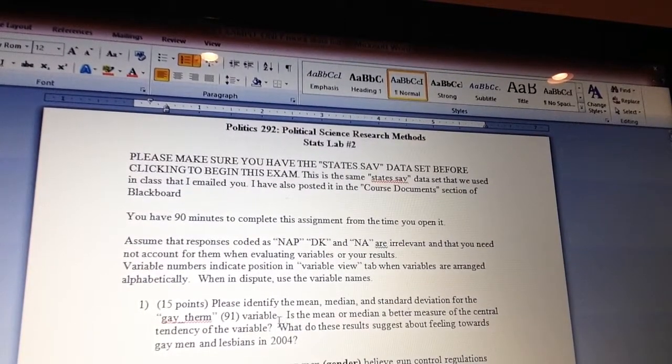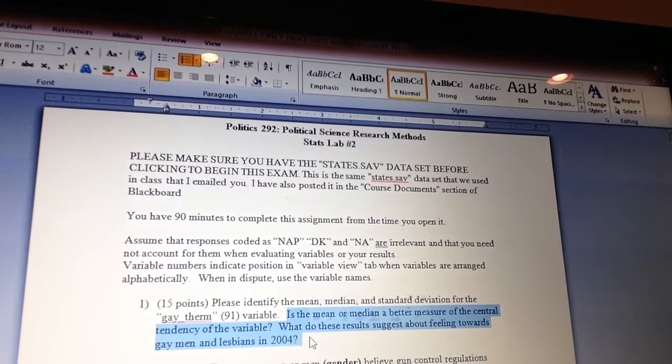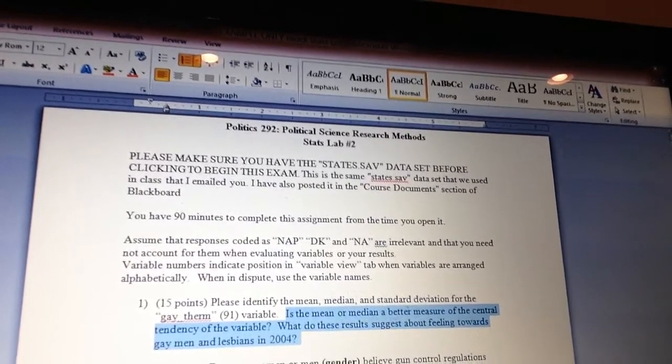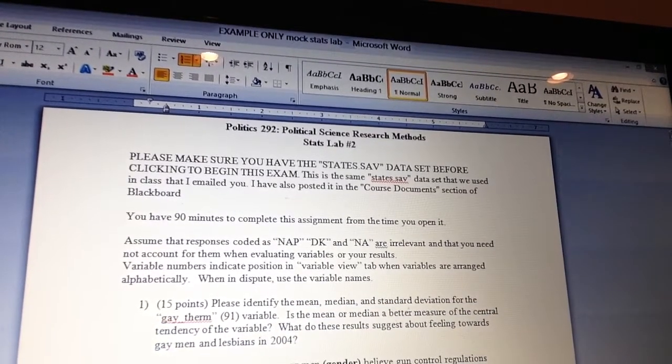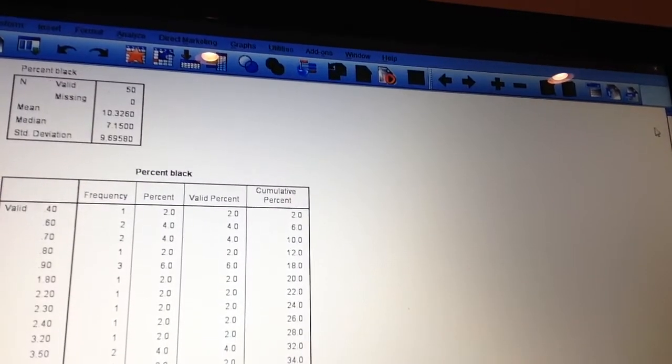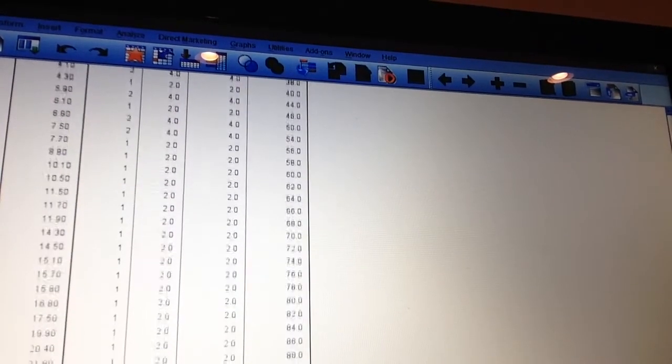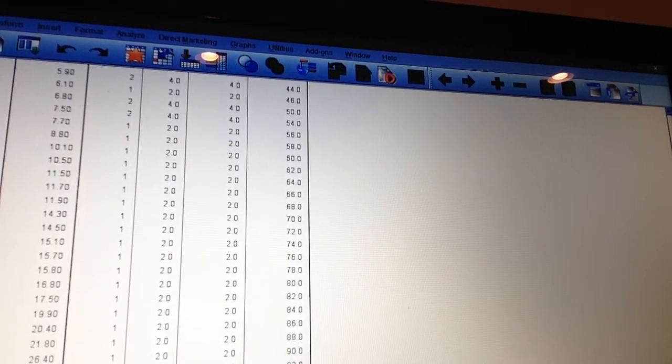looking to the second part of this question. Is the mean or median a better measure of the central tendency of the variable? Well, of course, in order to understand that, we need to look for the presence of outliers. So let's scroll down here. Now, we've got these states down here, right? We seem to have a bunch of states.